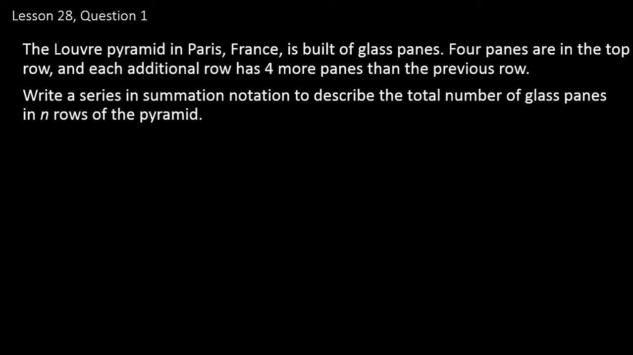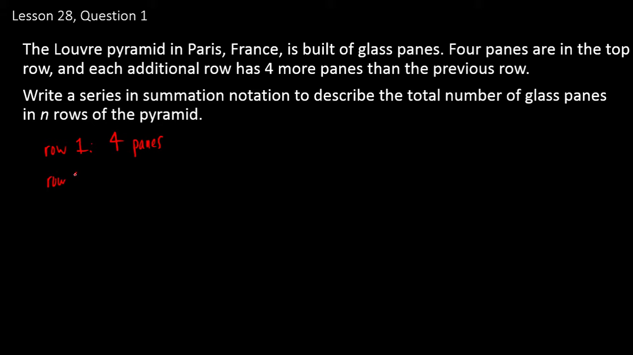Okay, so our question tells us to write a series in summation notation to describe the total number of glass panes in n rows of the pyramid. So we're describing the total number of panes in n rows of the pyramid. We're writing it in summation notation, and our information is that row 1, they've told us, has 4 panes, and each additional row has 4 more than the previous.